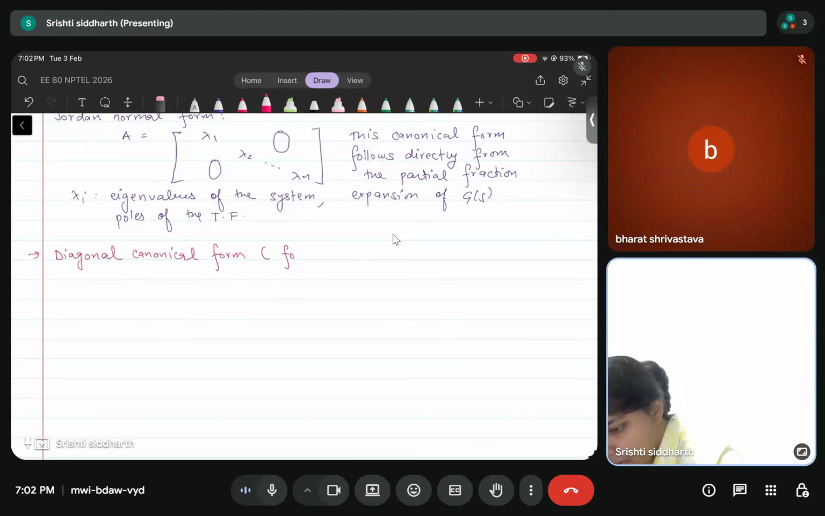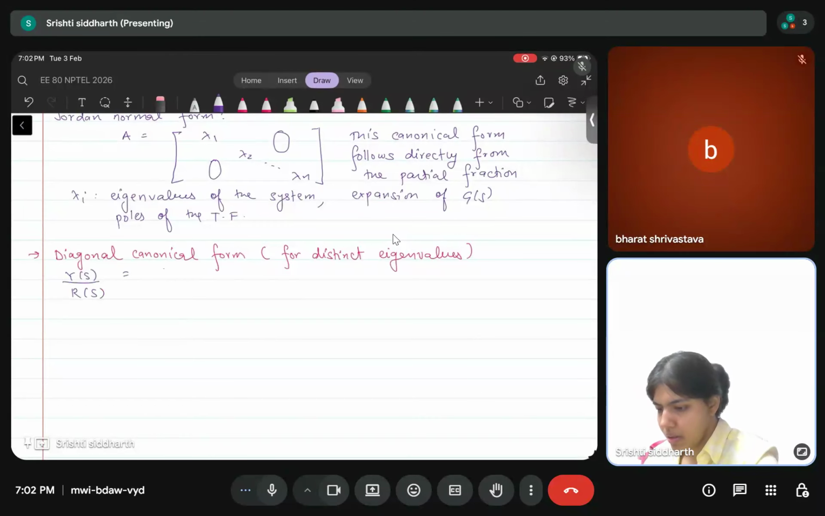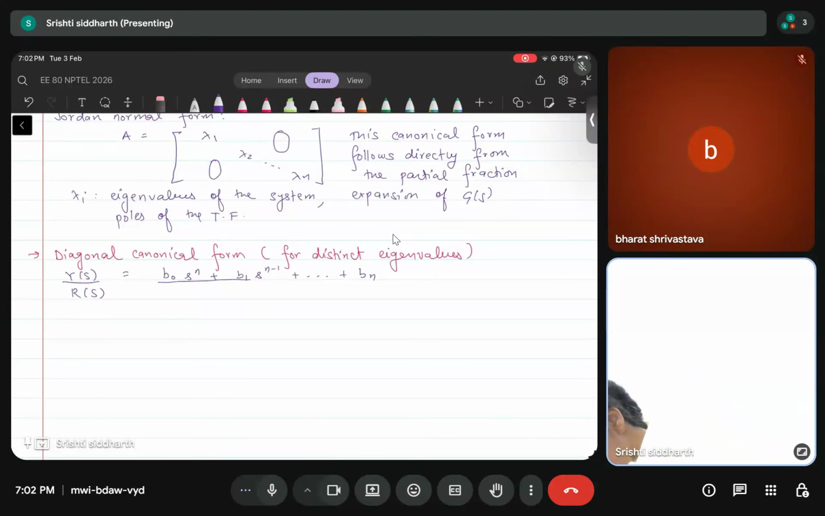For distinct eigenvalues, say that the transfer function is Y(s) over R(s), equal to b0 s to the power n plus b1 s to the power n minus 1, and so on. The numerator coefficients are named such that their subscript plus the power of s equals n, right?